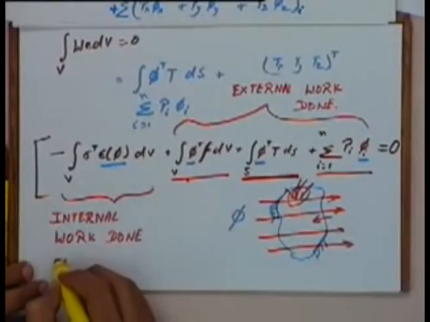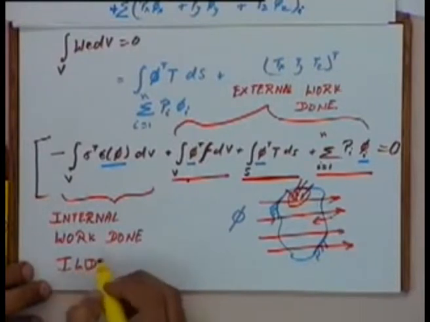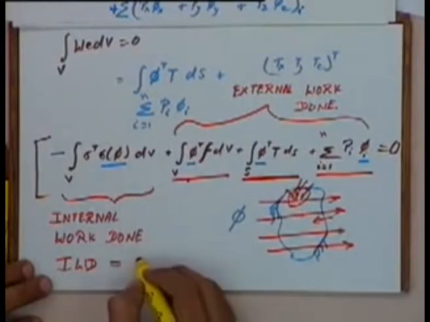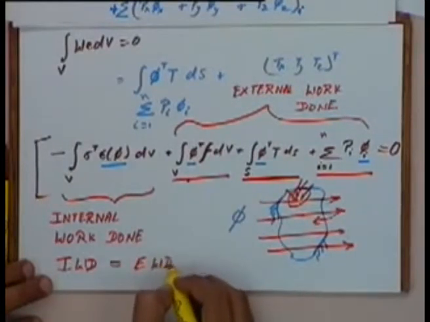Okay, so if I look at this, I get minus internal work done plus external work done is equal to 0, or the internal work done will be equal to the external work done.